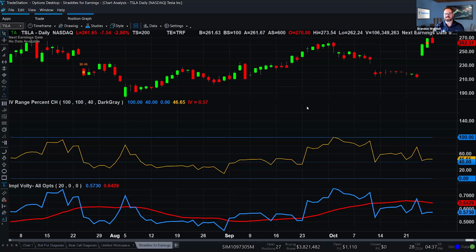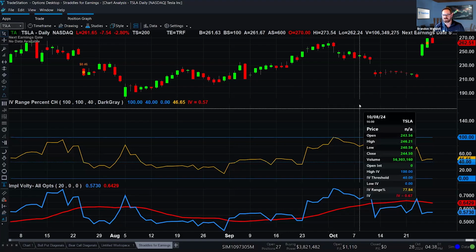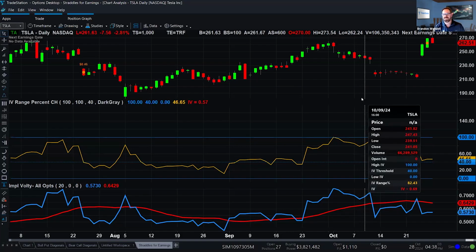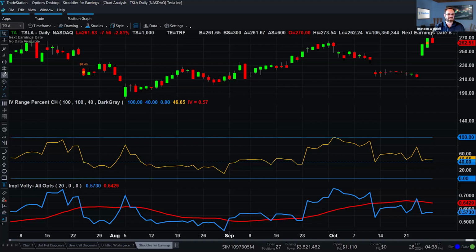So here we are on Tesla. Remember, the date of the trade entry was the 9th. So let me put in a vertical line on the 9th.